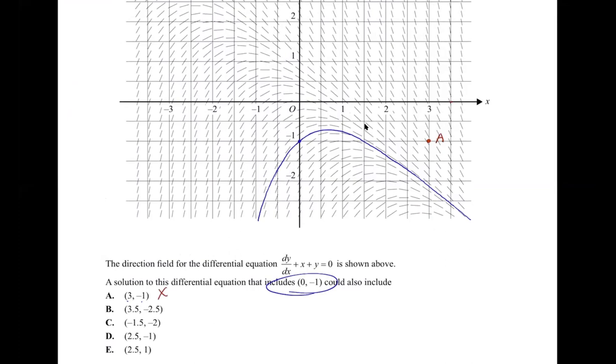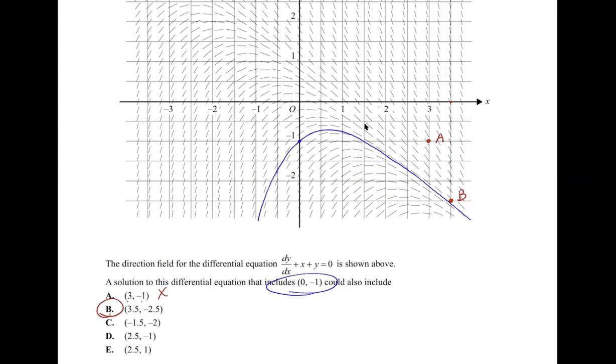3.5 is here. 1 grid, 2 grids, 3 grids, 4 grids, 5 grids. Okay. It's very close to the blue curve we just drew. Now, I would guess option B is a very close option. That's it.